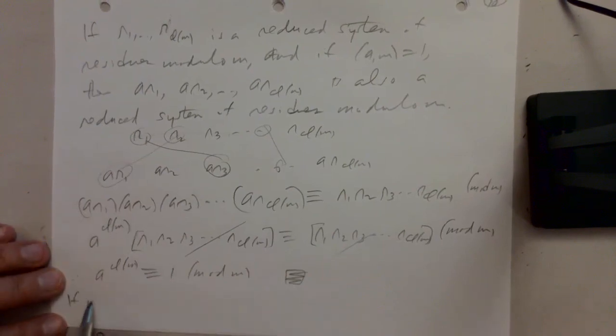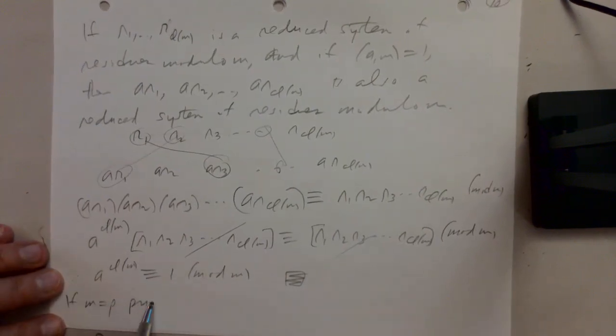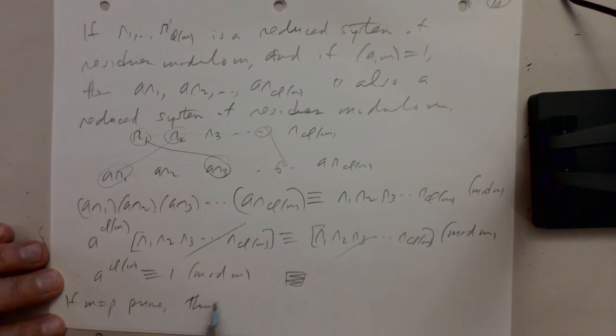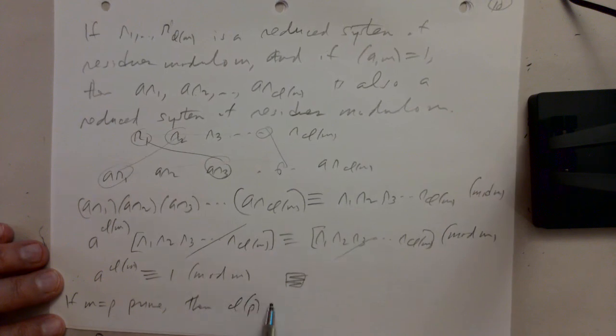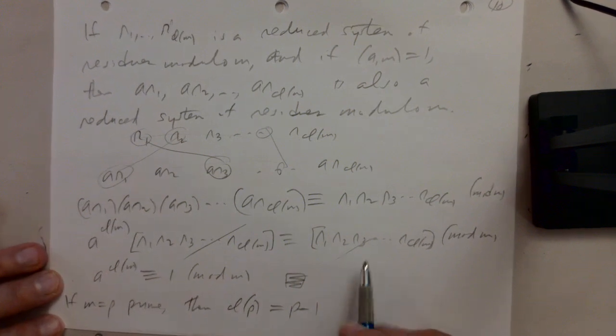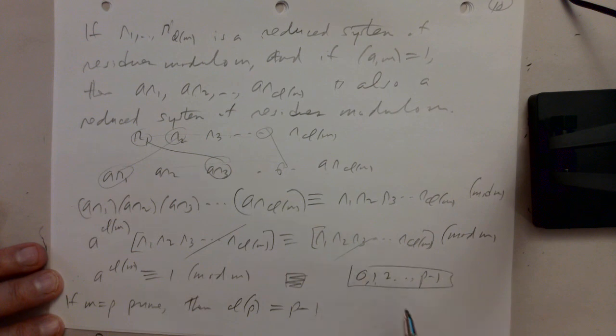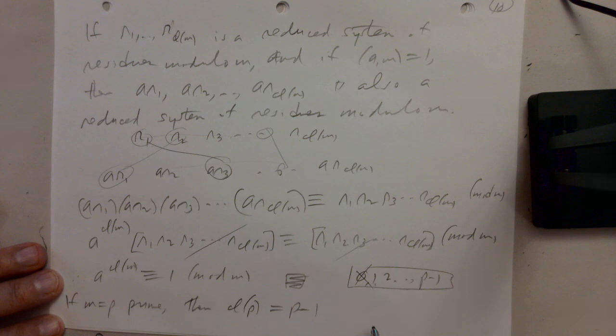And if M equals P, a prime number, then phi of P is P minus 1. If we take the integers 0, 1, 2 up to P minus 1, this is a complete set of residues mod P. This is the only one not relatively prime to P. We have P minus 1 numbers left. So this means that A to the P minus 1 is congruent to 1 mod P if A and P are relatively prime.